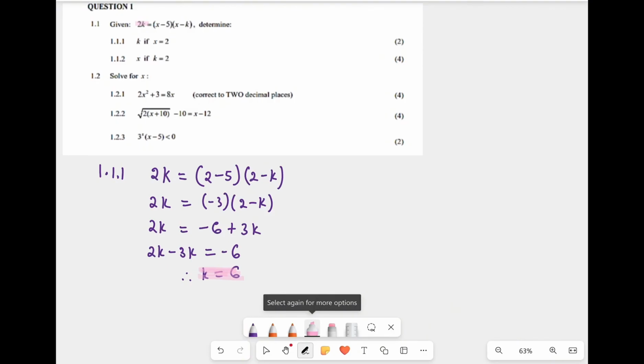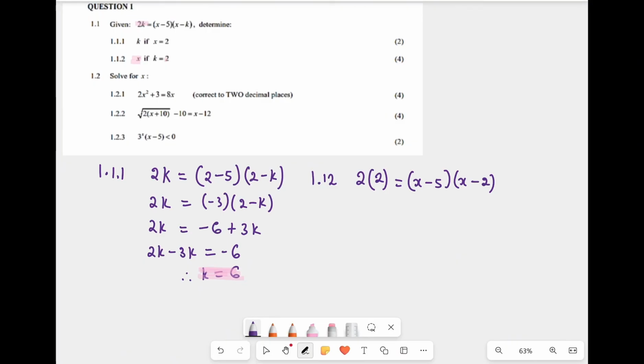1.1.2. Now, we are required to solve for x if k is equal to 2. So that means where there is k now, I'm going to put 2. So I'm going to have 2 multiplied by 2, because k is now 2, is equal to x minus 5 into x minus, what is k? K is 2. And then from this, I need to solve for x.